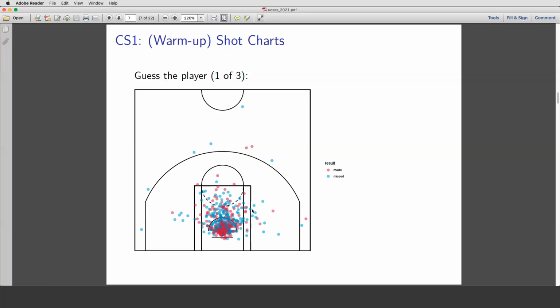And for the sake of time here, if you look at this, this is someone who obviously shoots pretty much only near the basket, does not take a lot of three-point shots. At first glance, you might think that this is a center, someone who plays closer to the basket. But this is actually a Ben Simmons shot chart for the most recent season. If you're not familiar, Ben Simmons is a guard, actually. He plays with the ball a lot on the 76ers.